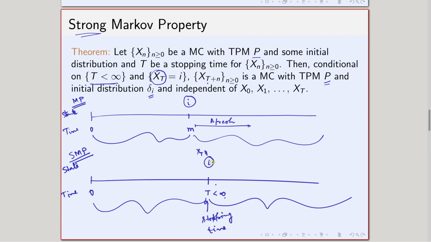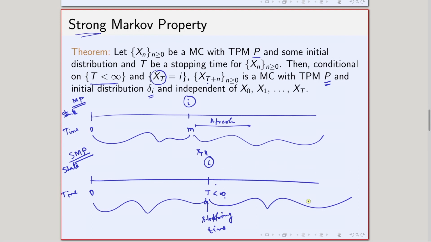If I condition with respect to all these things, then the next part of the Markov chain is independent of the previous part, and this sub part of the Markov chain again is a Markov chain having the same transition probability matrix P, and the initial distribution is delta i, because at the point T I know that the state is i. So the Markov chain is starting from state i and proceeds in time in future, and the sub part from X_T onwards is again a Markov chain having the same transition probability matrix P, but it starts from i.